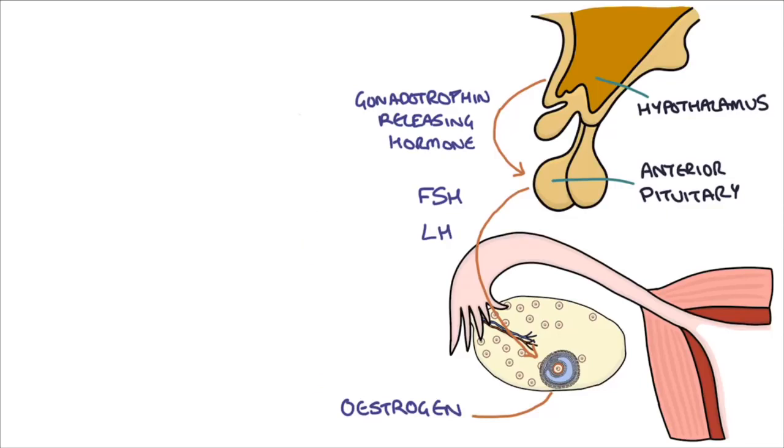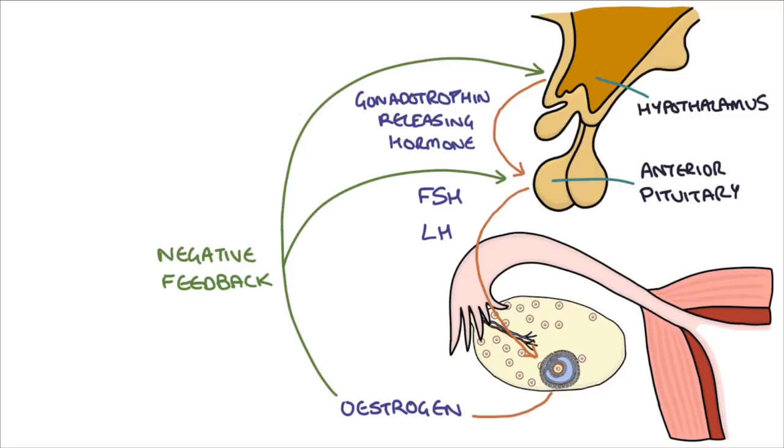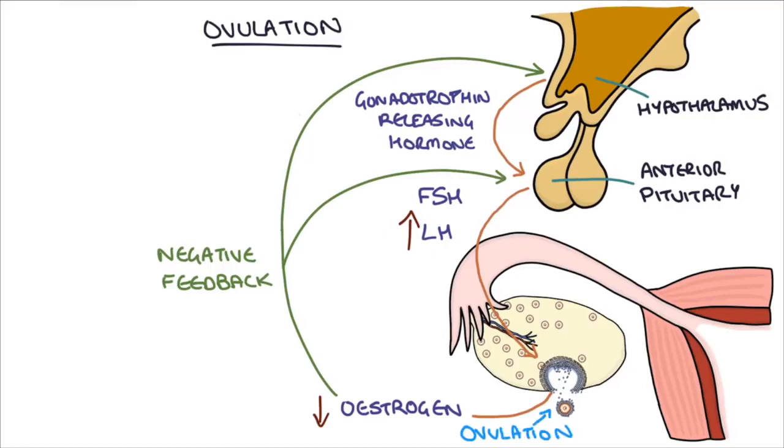The estrogen also causes a negative feedback on the anterior pituitary and hypothalamus. So as the level of estrogen rises, it suppresses the release of LH and FSH. Just before ovulation, there's a bit of a dip in estrogen as the follicles are getting ready to release the egg. There's a spike in luteinizing hormone that causes one of the follicles to reach the surface of the ovary and release the ovum, or the unfertilized egg. Ovulation happens at day 14 of a 28-day cycle.